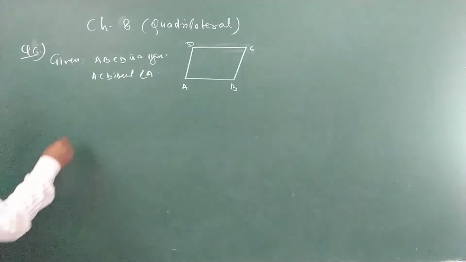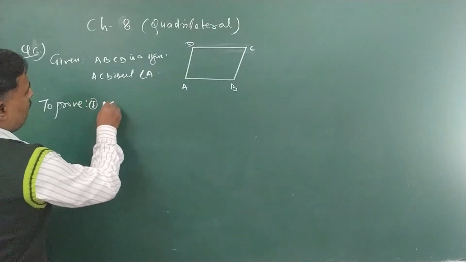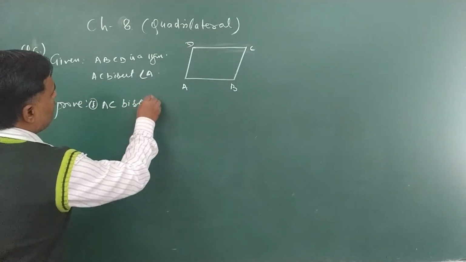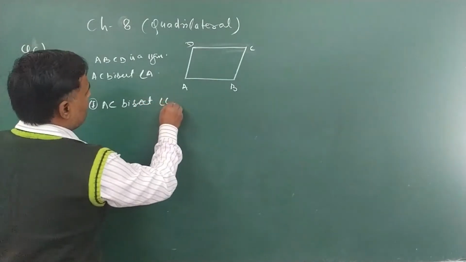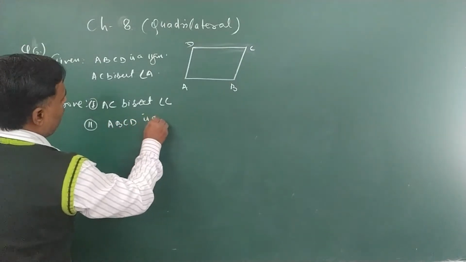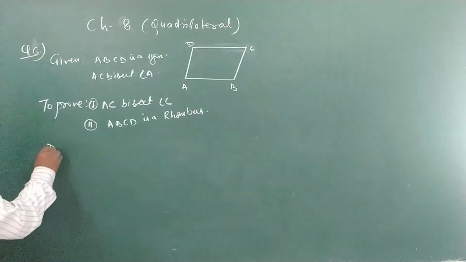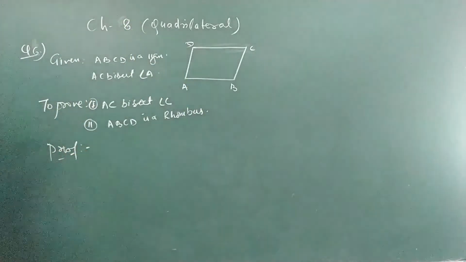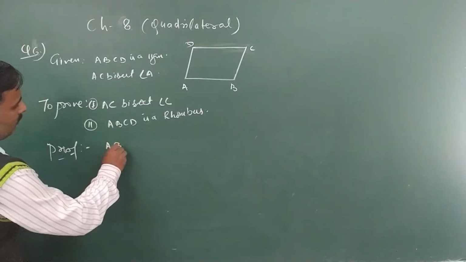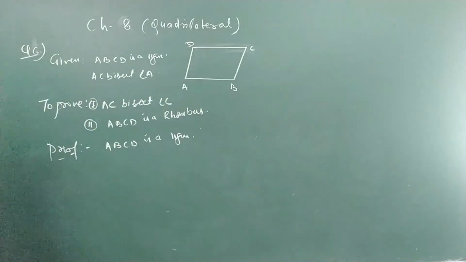What we are going to show means what we are going to prove here. We prove the first one, AC bisects angle C, and the second one, ABCD is a rhombus. How will you prove it? Look here, ABCD is a parallelogram. If ABCD is a parallelogram, opposite sides are equal and opposite sides are parallel.